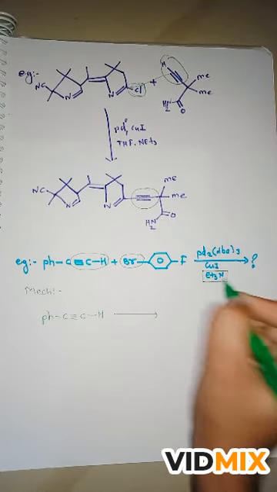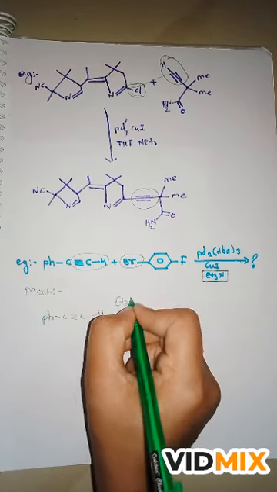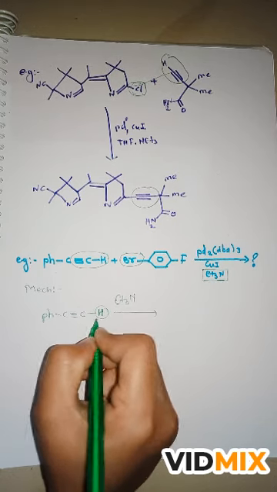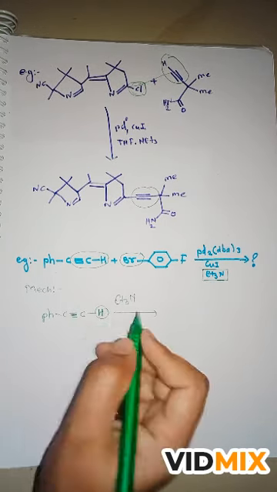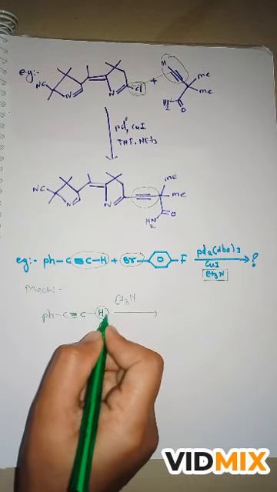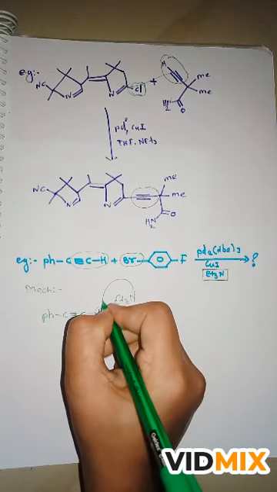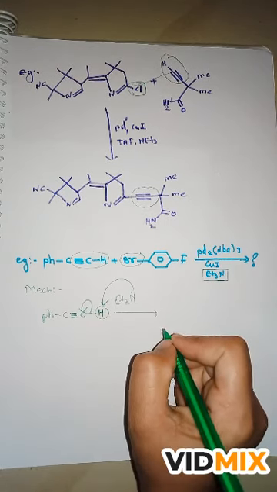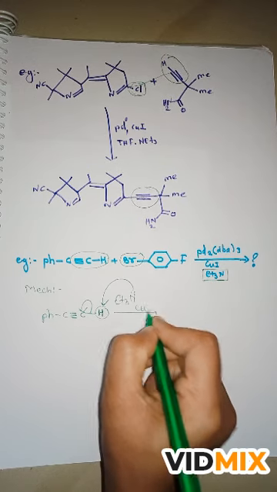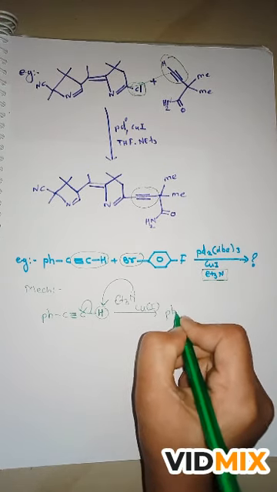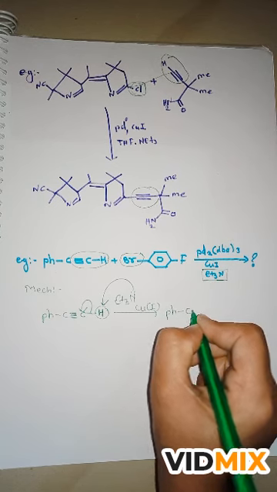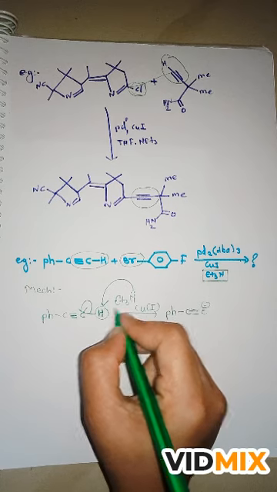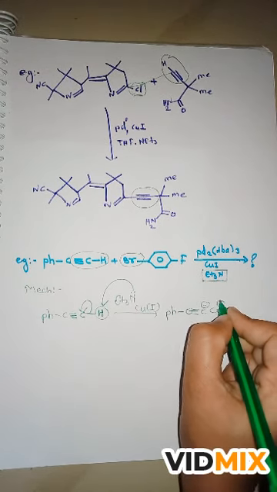This is our base. We have to use this base to abstract this acidic hydrogen. This hydrogen is acidic because here is a triple bond, and because of that triple bond this hydrogen becomes more acidic, and this base abstracts this hydrogen and this carbon gets a negative charge. Here is copper in the first stage, and the next step is like this: triple bond, this minus charge, and this copper attached is Cu plus.